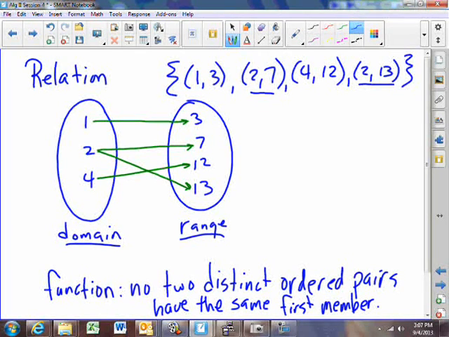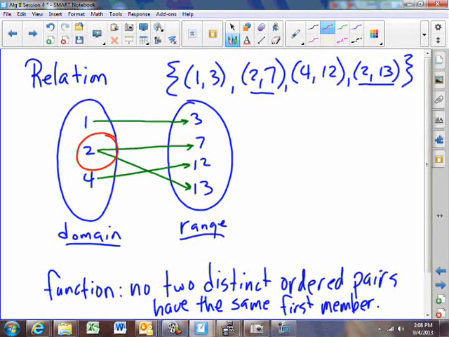Now, if you look down at the mapping diagram, you'll notice that there are 2 arrows emanating from the 2. If you have a mapping diagram and you see something like that, 2 or more arrows emanating from the same element in the domain set, then again, that's not a function.